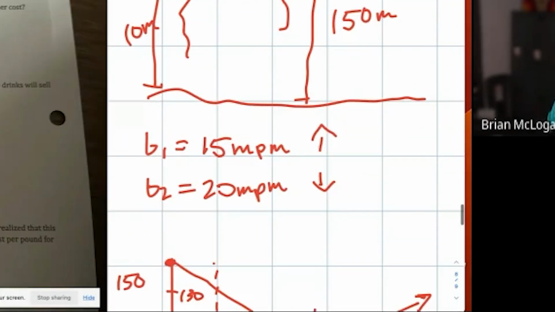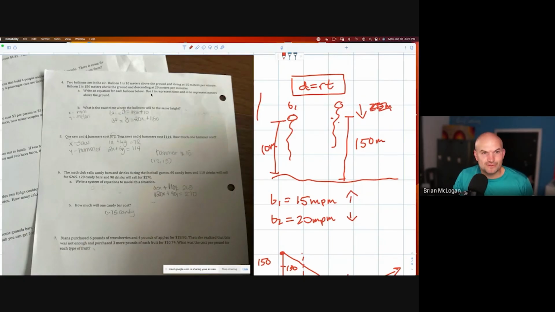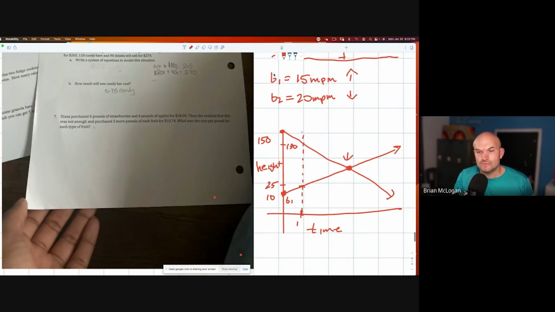Oh, I'm assuming I didn't actually read the question. Write an equation for each balloon. Use T to represent time and M to represent meters above the ground. What is the exact time that the balloons will have the same height? Right, so we're looking for this. What is T? Where are they going to meet?